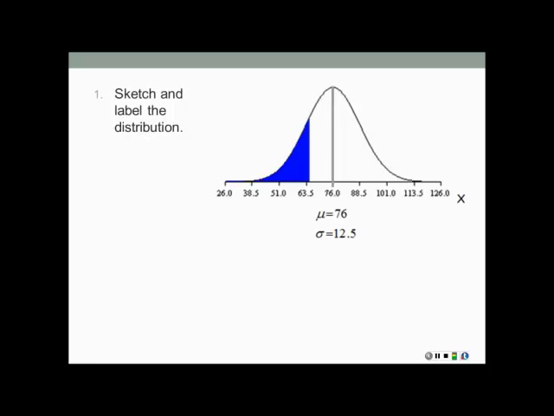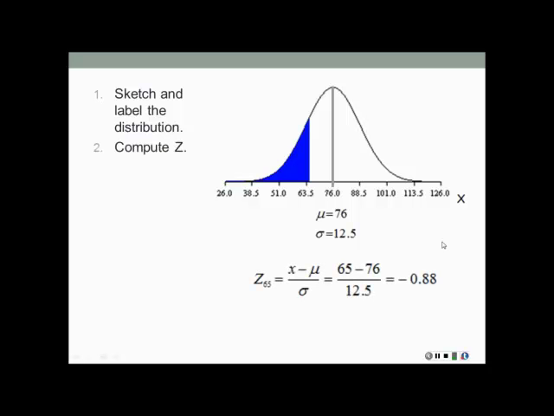So we're going to sketch and label the distribution. Just a bell curve, label an X on the x-axis. You'll see that it's not always X, but for now it is. We're just looking at a population and values in that. And then we have mu of 76 and sigma of 12.5, and then we've shaded from 65 down.